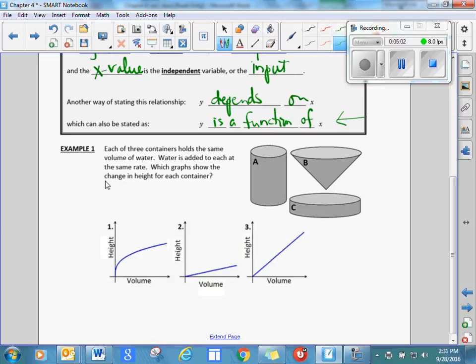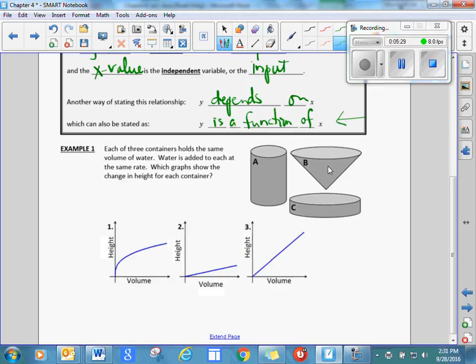Water is added to each at the same rate. Which graph shows the change in height for each container as you add the water? So if you just look at it, I'm seeing that A and C have the same shape. They're both cylinders. One's a big long cylinder that's fairly wide, that has a wide circle diameter. The other one's not as wide, but it's still a cylinder.